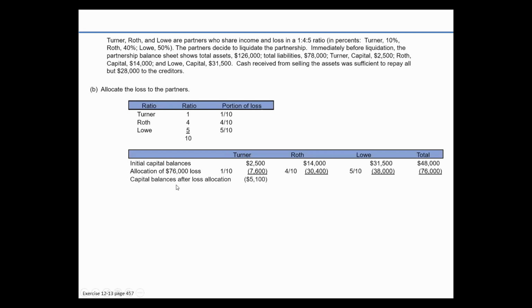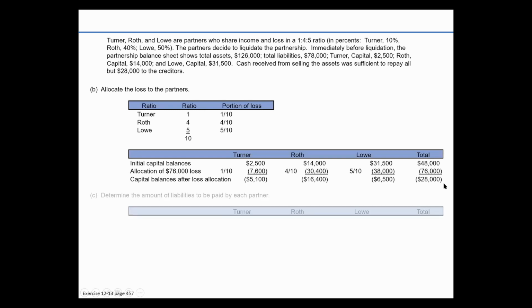And so then the capital balance, what that would be. So we subtract the $76,000 from the initial capital. So the capital balance then would be a negative $5,100, negative $16,400, and negative $6,500. So then that leaves negative $28,000 total of what partners owe.